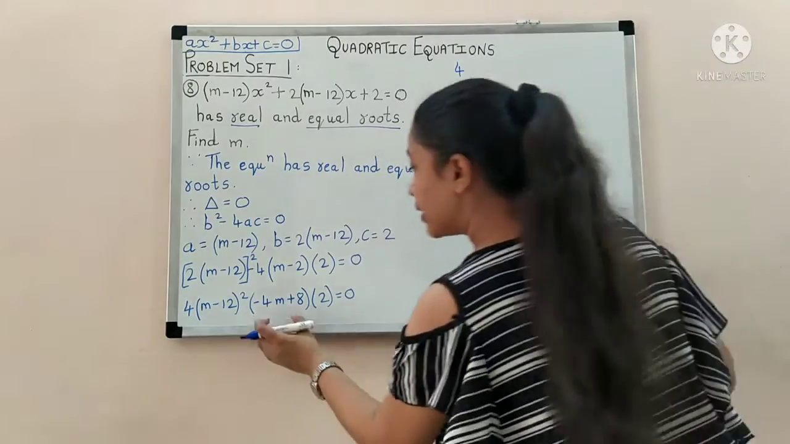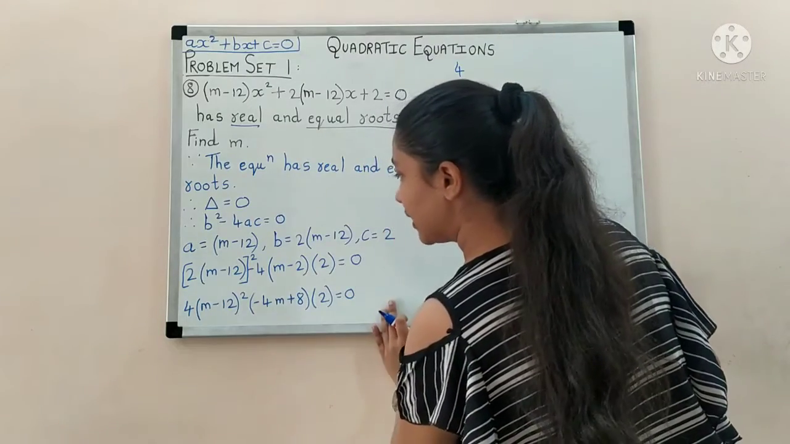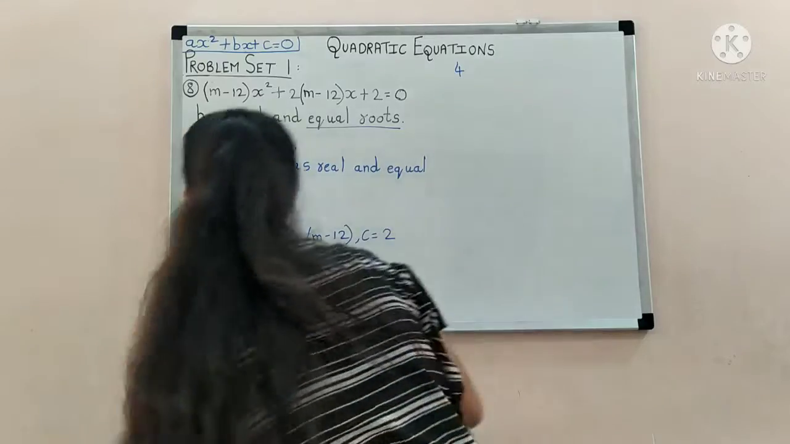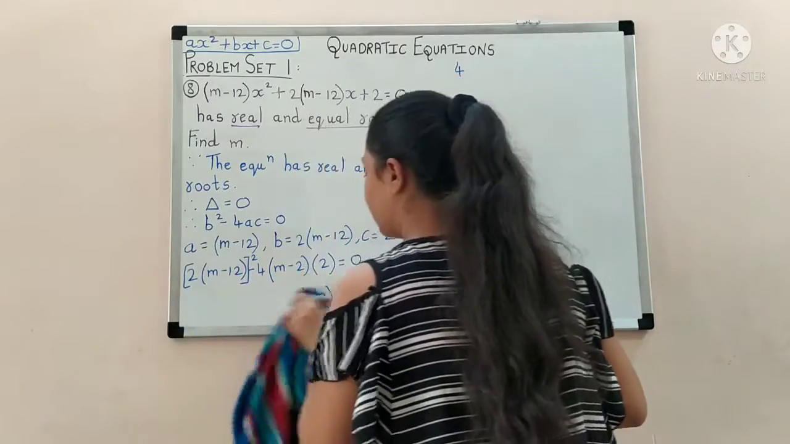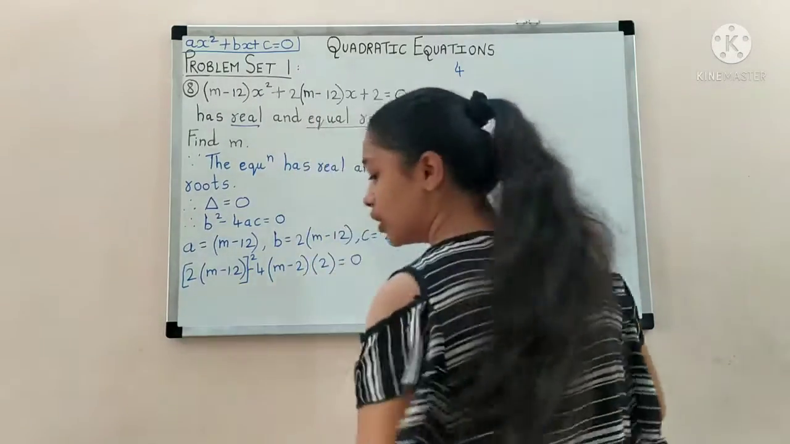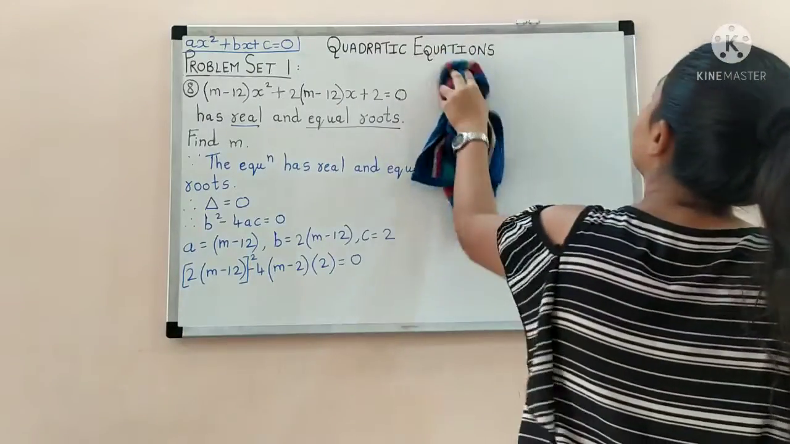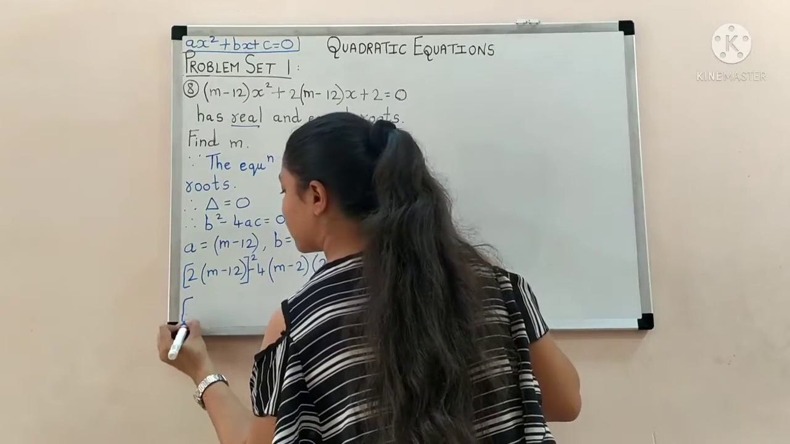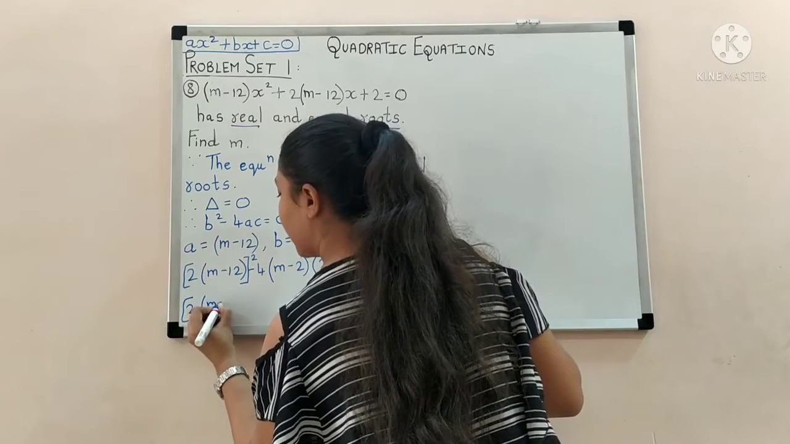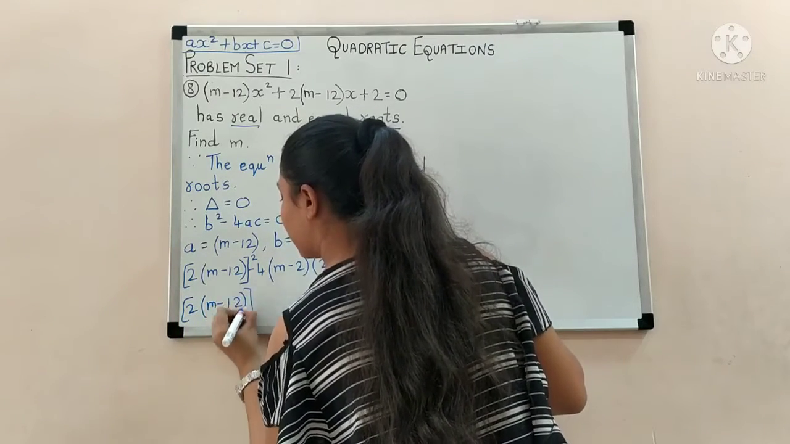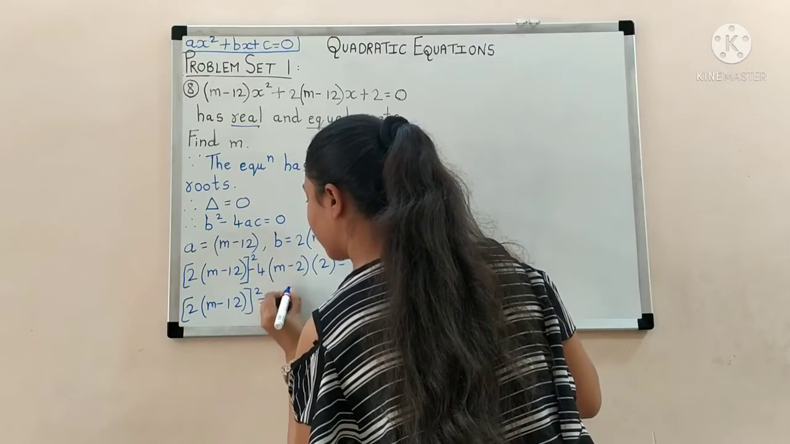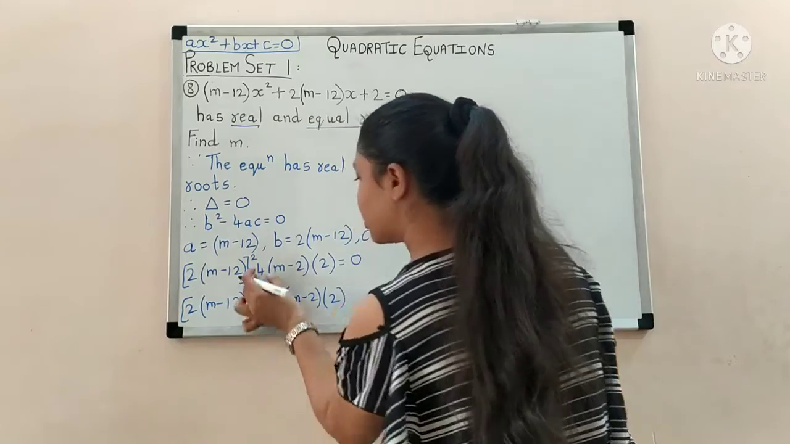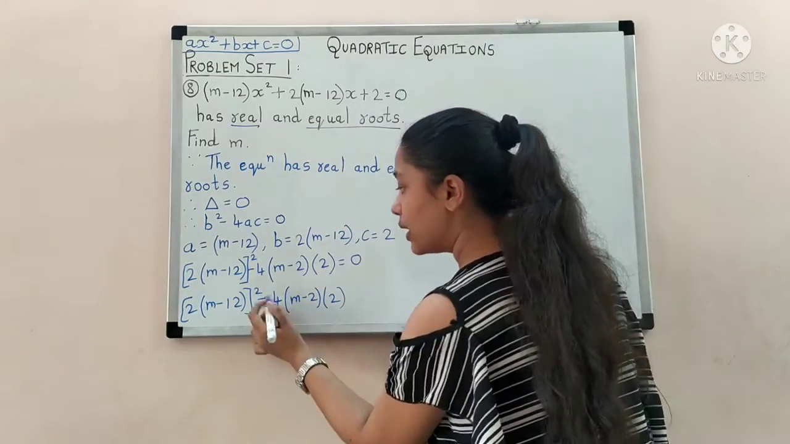Now do one thing, this whole term you could also take to this side to simplify. So I will show you one more easy way to solve it. Just a second. We substituted the values here. So after that what you can do is take this minus 4ac term here. So it will be 2 into m minus 12 the whole square is equal to 4 into m minus 12 into 2. I took this minus term here, so it is positive here.